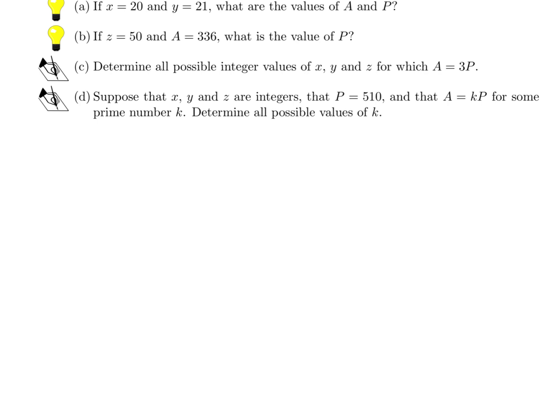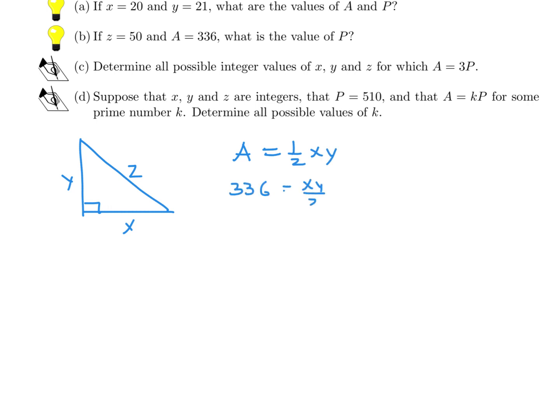If z is 50 and A is 336, what is the value of P? Okay, so the same kind of story, another triangle. Let's label it again, x, y, and z. So the area is 1/2 base times height, and they're saying that's 336. And z is 50. All right, and what are they asking for? P. So they want you to figure out x plus y plus z. And x plus y is what we don't know, but z they gave us is 50.